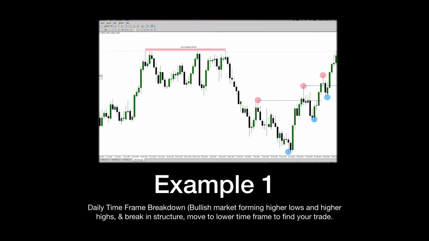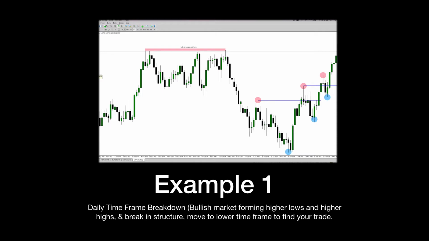And if you look, I marked out the red box that says lots of people sold here. All that just means is that's previous resistance. You can see the market traded up, found resistance, traded up, found resistance, traded up again, found resistance, and sold off. So the market would likely want to go back up there.